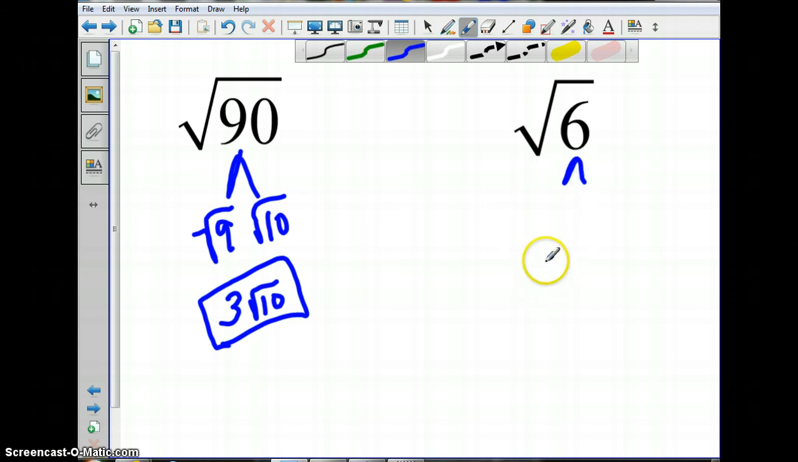What about the square root of 6? Is there a perfect square that goes into 6? Well, 3 is not, nor is 2, so we better just leave it as the square root of 6. It can't be simplified.